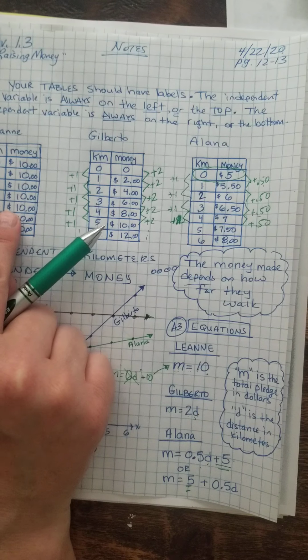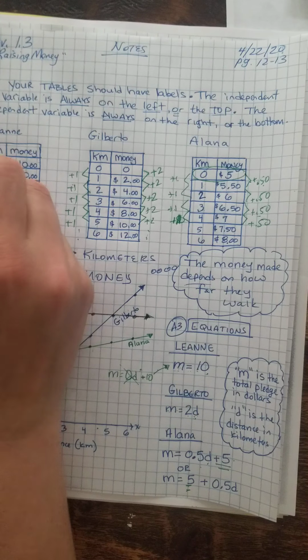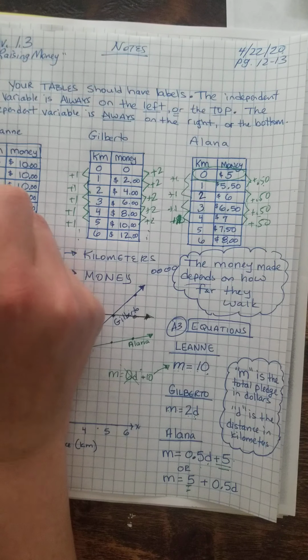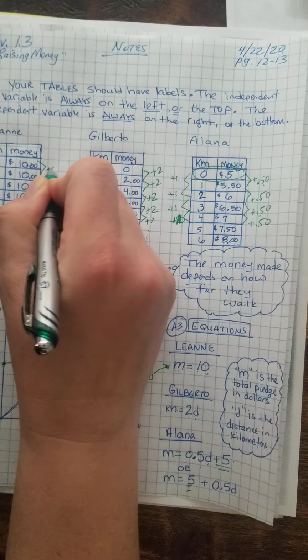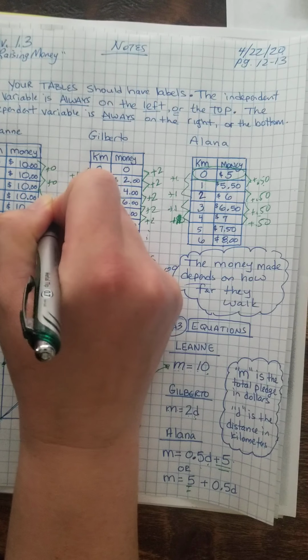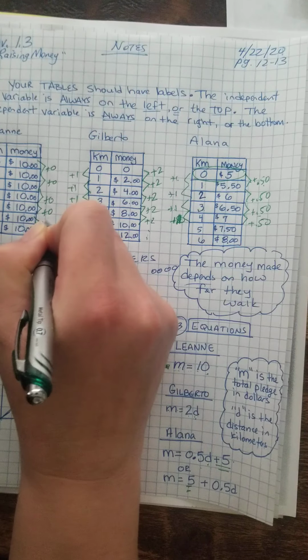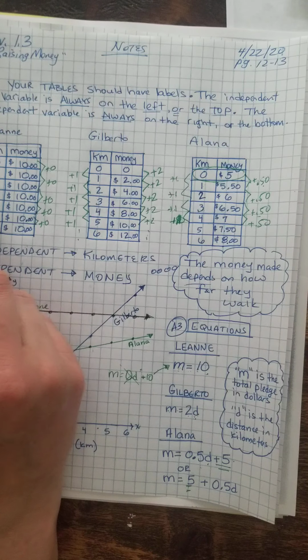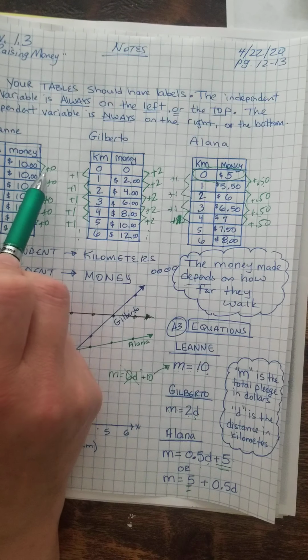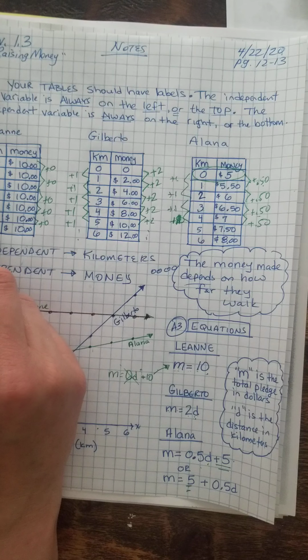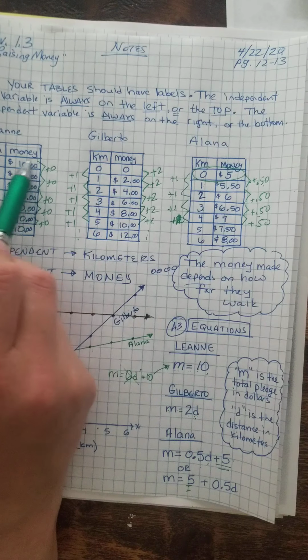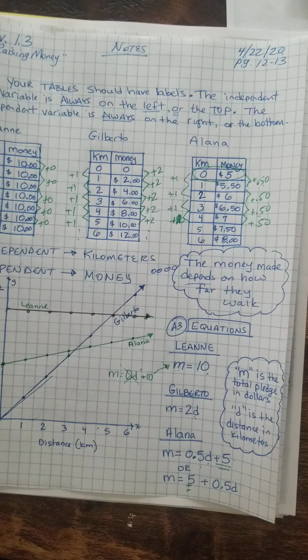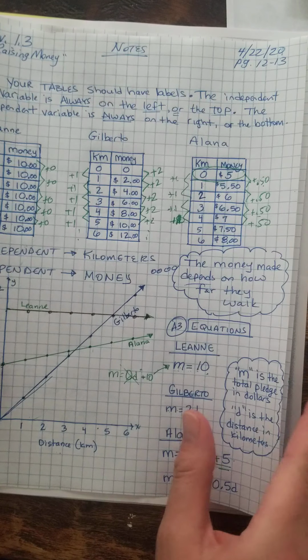For Leanne, now she still has a constant rate of change. Her change just happens to be 0. So you can have her ratio from money to kilometers. She's 0 to 1, 0 to 1, 0 to 1, 0 to 1. For every $0, she's gone 1 kilometer. But then we'd have to add that 10 in at the end. So that kind of takes care of A4.